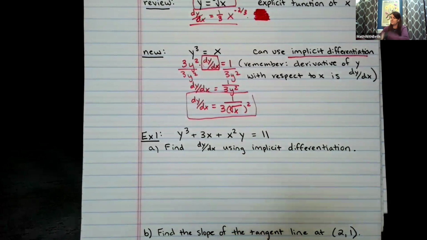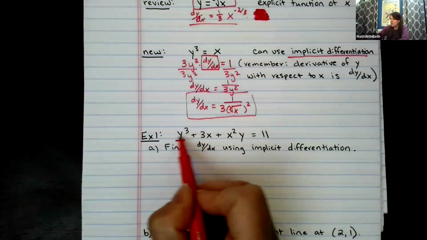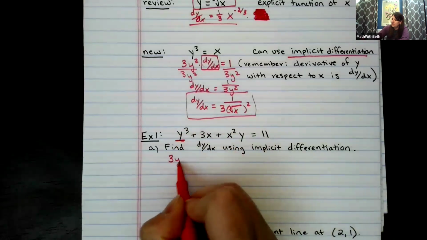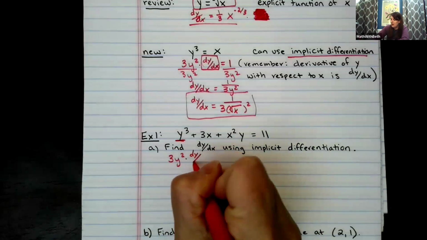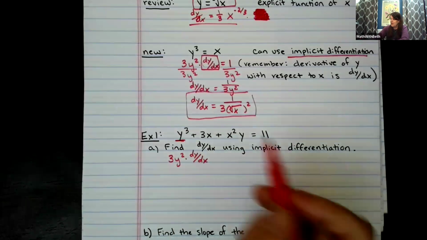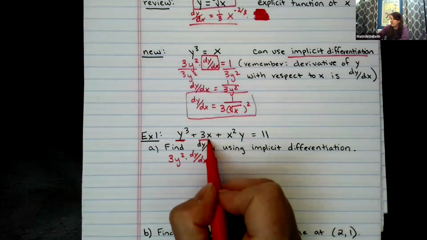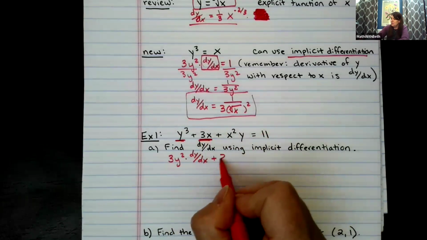That's the big difference. So for instance, this first term is similar to what we just did, where I'm going to use the power rule, but then times dy/dx plus the derivative of this, since it just has an x, is normal.